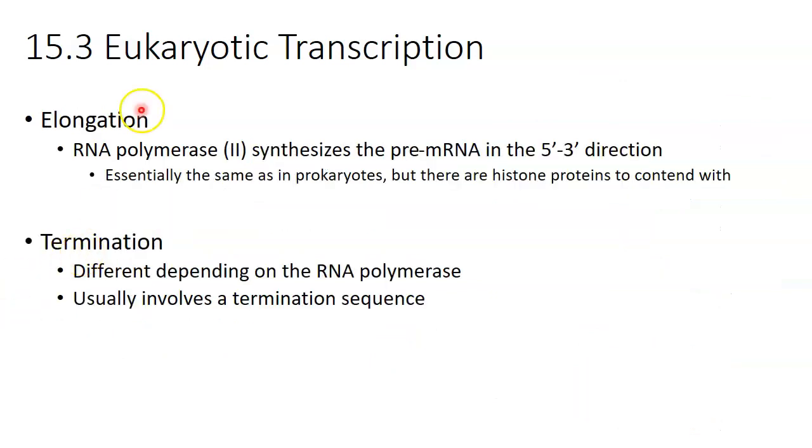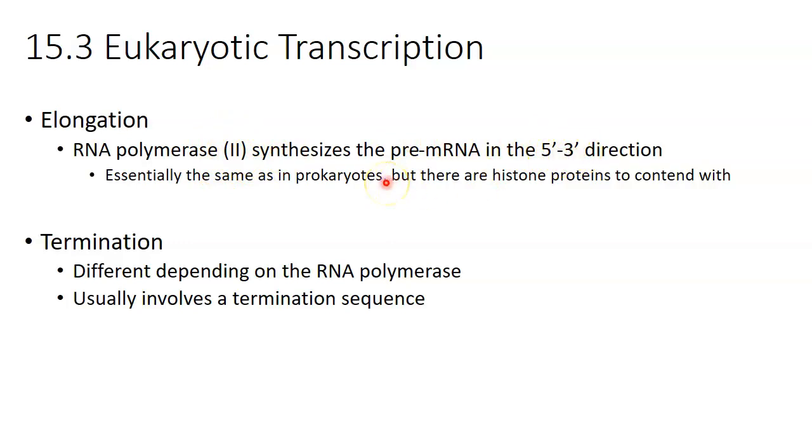Elongation, we still have RNA polymerase, which is going to just kind of move along the DNA. If we're making mRNA, then it's going to be RNA polymerase 2. It's still going to work in the 5' to 3' direction. So again, pretty much the same.